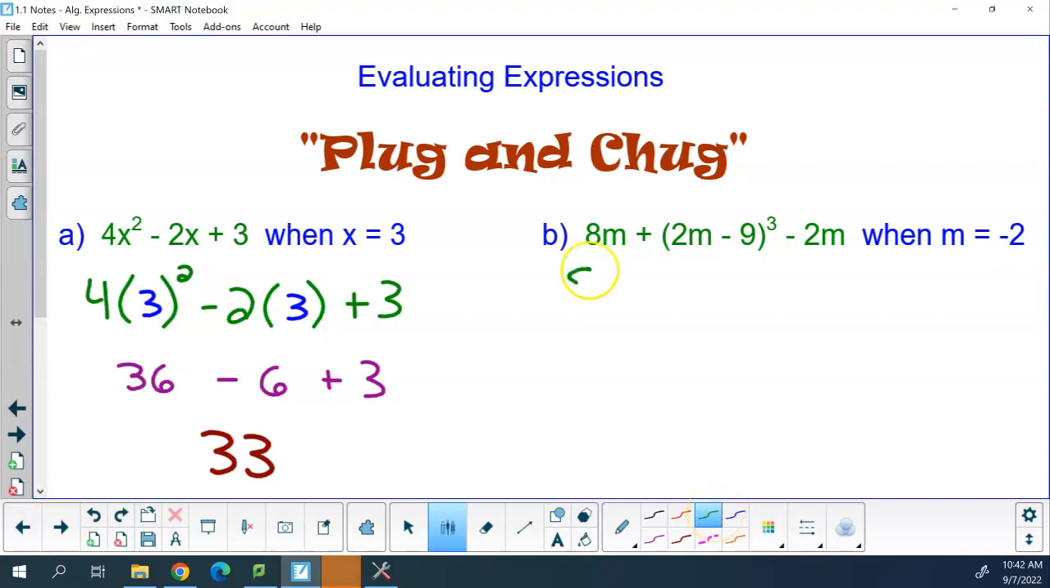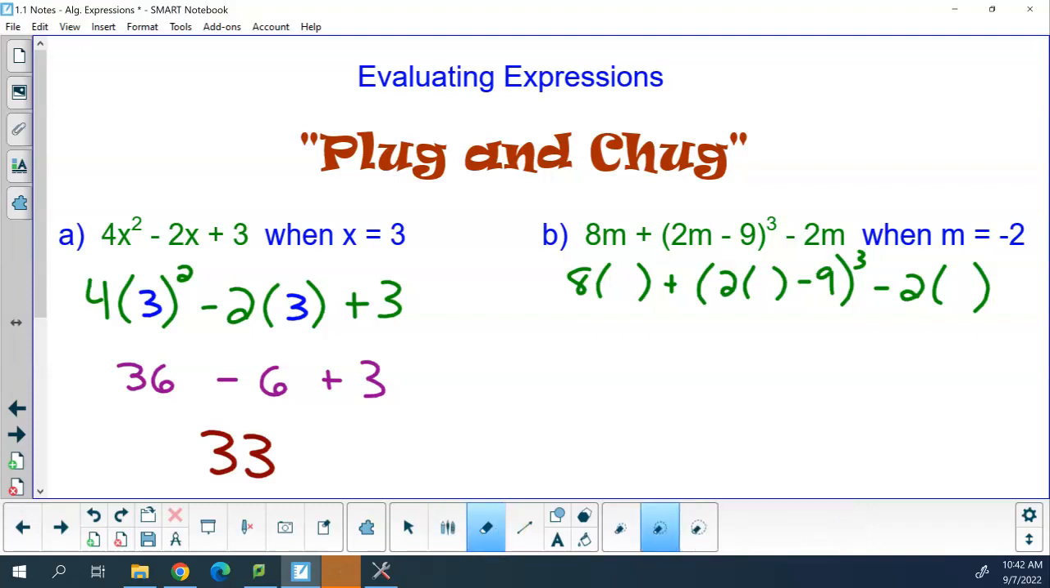So this is 8 times negative 2 plus 2 times negative 2, then minus 9, then cubed, minus 2 times, I'll put negative 2 there. Alright, so then I gotta fill in with my negative 2's. Negative 2, negative 2, negative 2. Alright, so 8 times negative 2 is negative 16. Do you agree with that? Yes. Okay, good. 2 times negative 2 is negative 4. Minus 9 is negative 13.